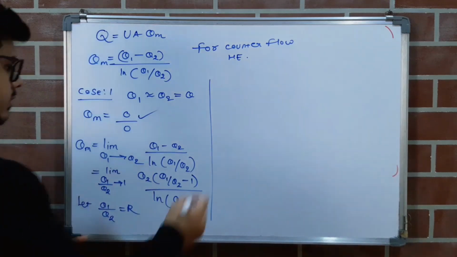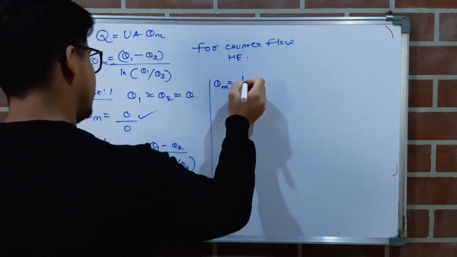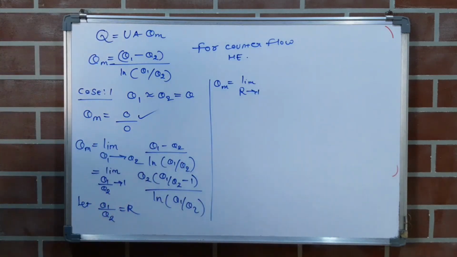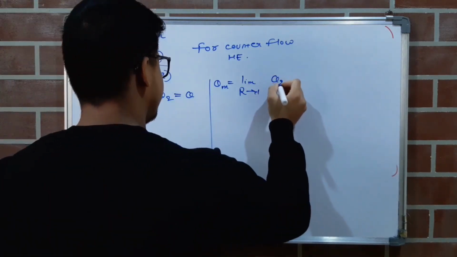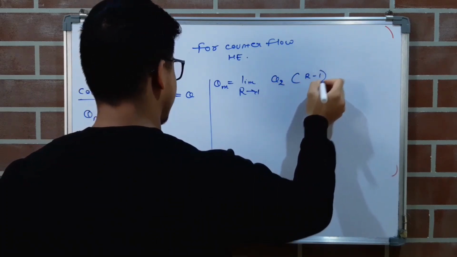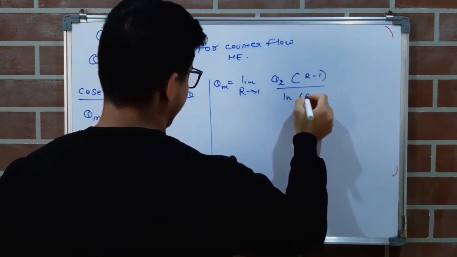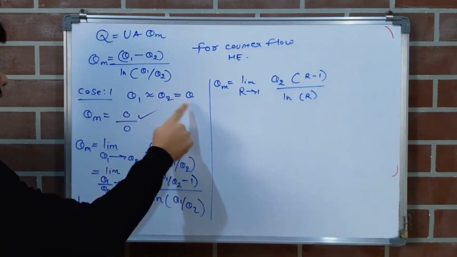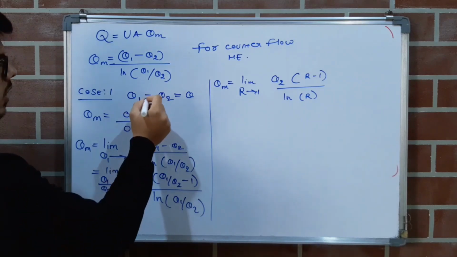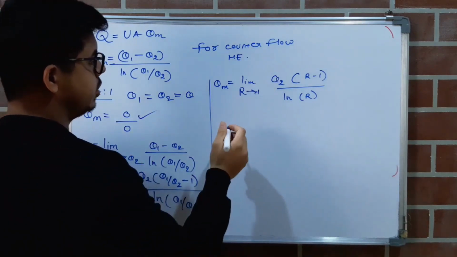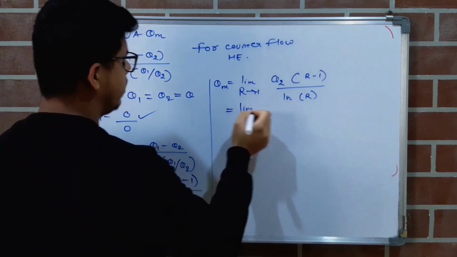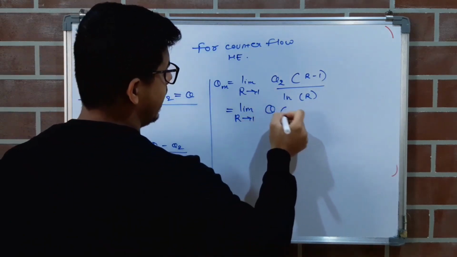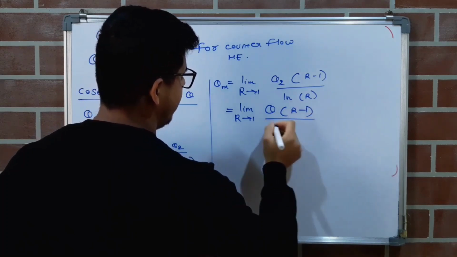r. So theta m equals limit r tends to 1, theta 2 same into r minus 1 upon ln of r. Now we know that theta 1 equals theta 2 equals theta. So I can substitute theta 2 as theta only, because here we have the case. So limit r tends to 1, theta into r minus 1 upon ln r.